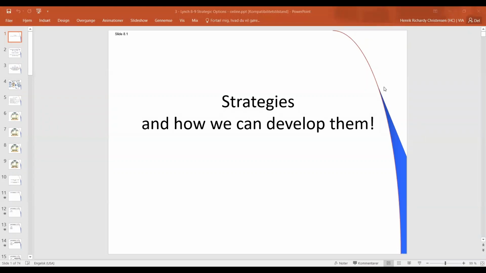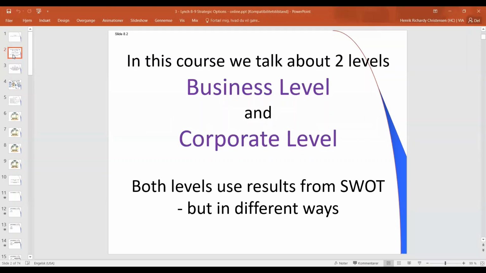Okay, today we will talk about strategies and how we can develop strategies. And in strategy, and especially here in this session where we are talking about more overall strategies, we have two kinds of strategies, or we could say levels. We talk about the business level and the corporate level. Now, both levels use results from our SWOT analysis, but they use them in a different way.